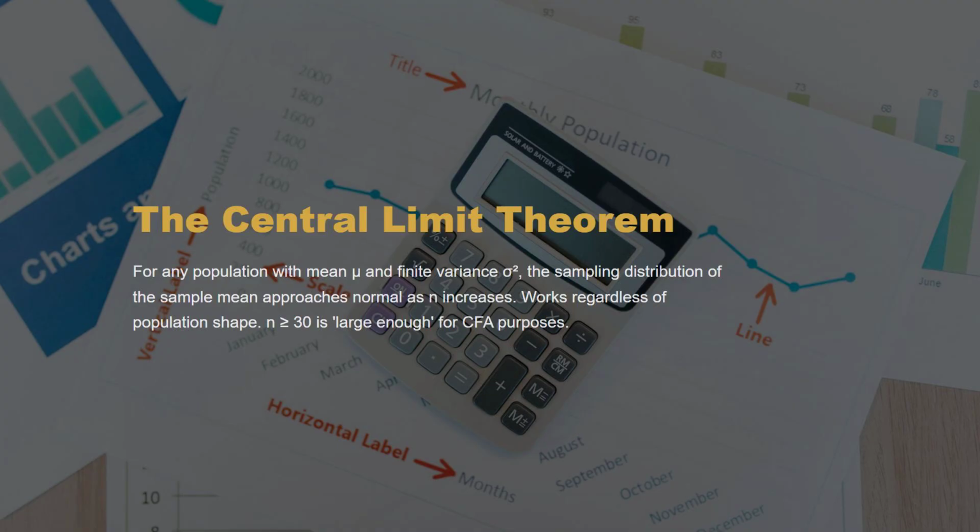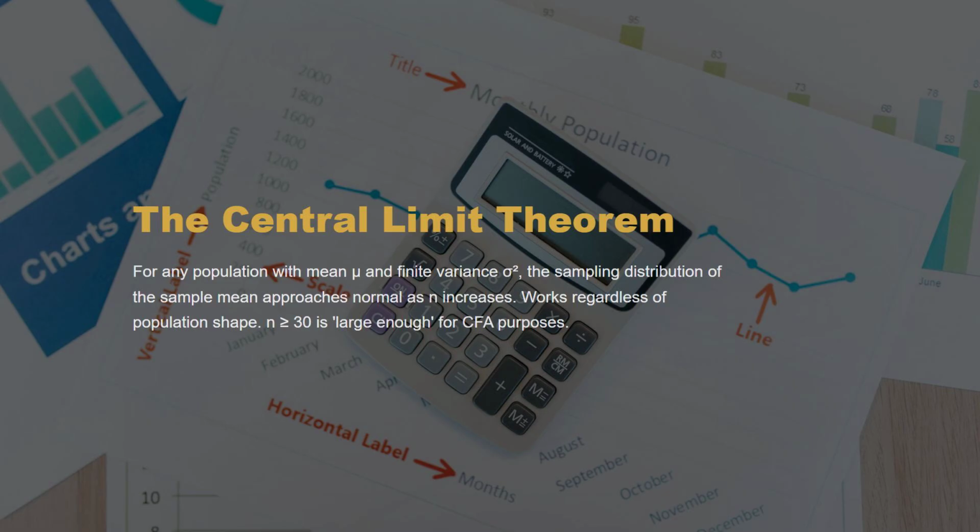Read that again carefully. It does not matter what the population looks like. The population could be heavily skewed. It could be uniform. It could be bimodal with two humps. As long as your sample size is large enough, the distribution of sample means will be approximately normal.